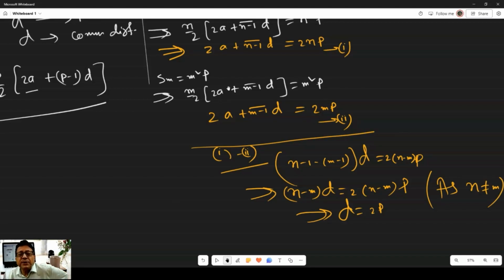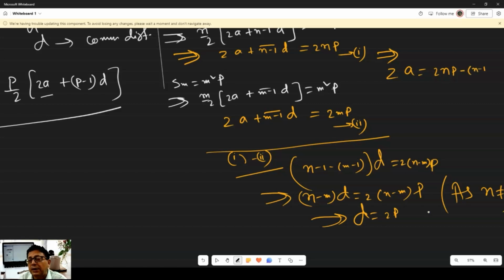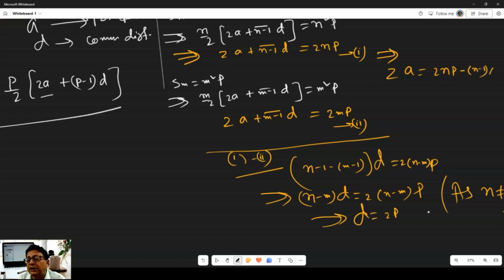Can I get 2a from there? Yes. You just use the first information. From here, 2a is going to be what? (n minus 1) into d, that is 2p. So 2a equal to what? 2p. a is equal to p. Clear?